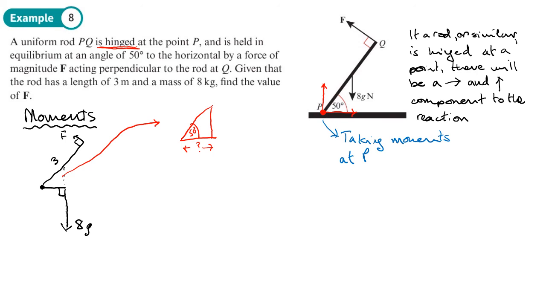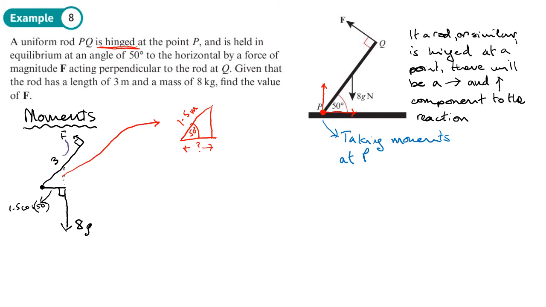So let's put that in. So 1.5 meters. Now, because the side I'm trying to find is adjacent to the angle, this side here is going to be 1.5 cos 50. I think it's the first time we've used cos in a moments question. It's normally been sine. So this is going to be 1.5 cos 50. Right, now that's all we need.